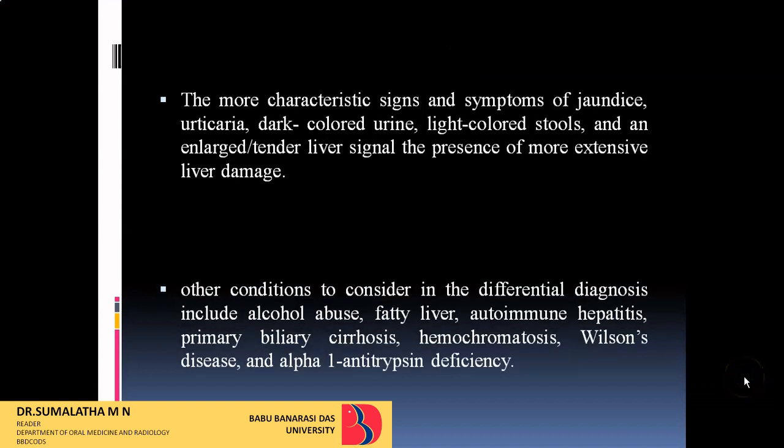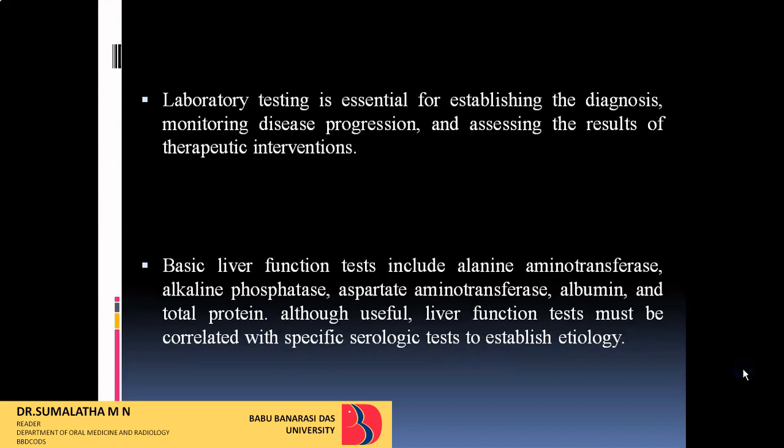blood donation. The more characteristic signs and symptoms are jaundice, urticaria, dark colored urine, light colored stools and an enlarged or tender liver, which always signals the presence of more extensive liver damage. The other conditions which we can consider in the differential diagnosis of viral hepatitis include alcohol abuse, fatty liver, autoimmune hepatitis, primary biliary cirrhosis, hemochromatosis, Wilson's disease and alpha-1 antitrypsin deficiency.